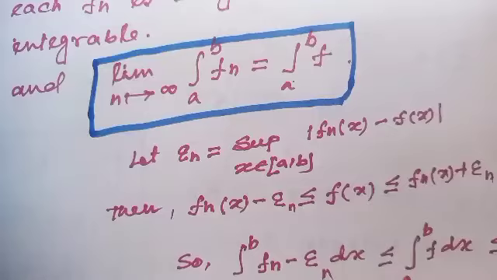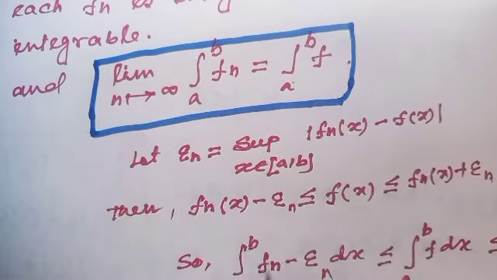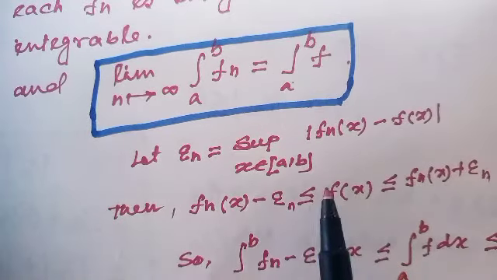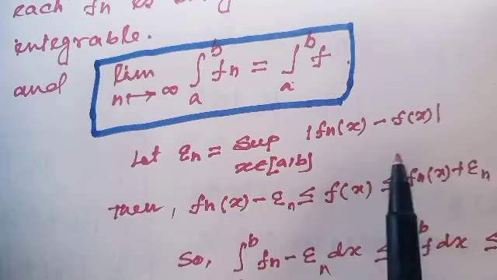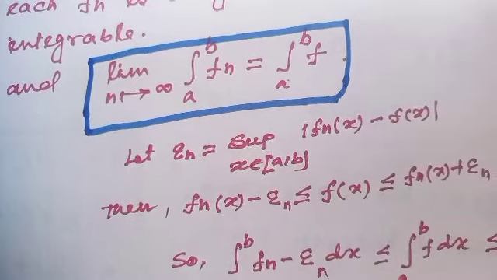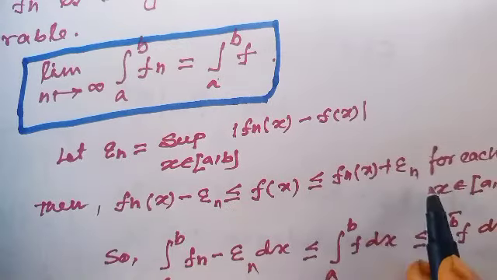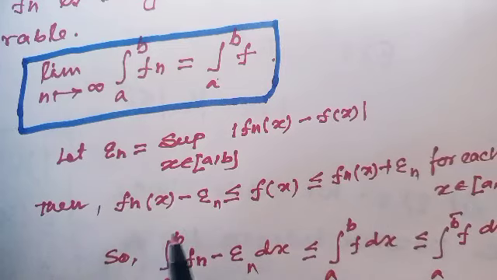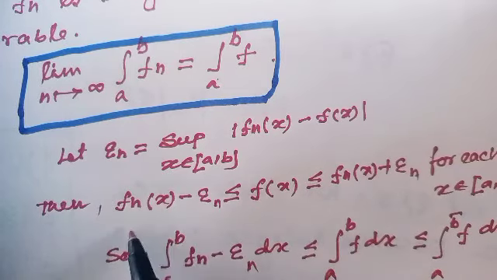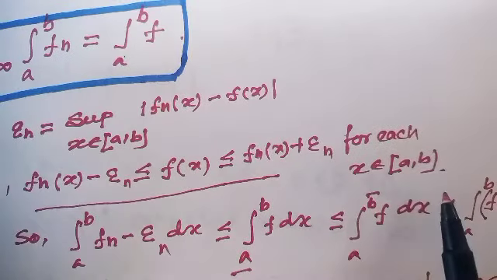Okay? To prove the theorem, since the sequence fn(x) is uniformly convergent, consider epsilon n equal to the supremum over x belonging to the closed interval [a, b] of the absolute value of fn(x) minus f(x). And from this expression we can tell easily that f(x) is less than or equal to fn(x) plus epsilon n and greater than or equal to fn(x) minus epsilon n. And this expression is true for each x belonging to the closed interval [a, b].